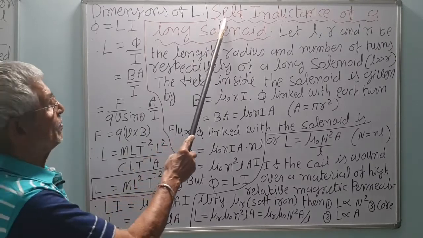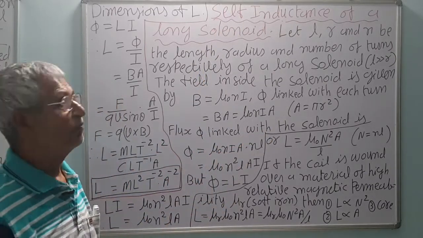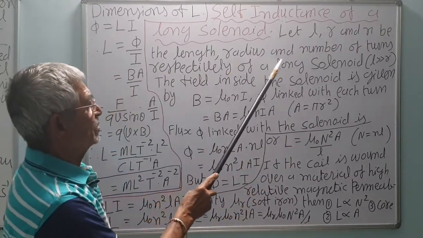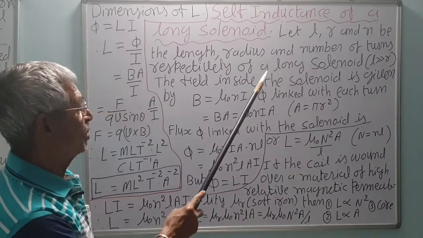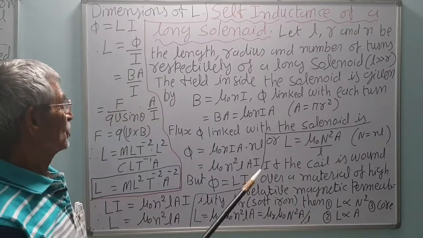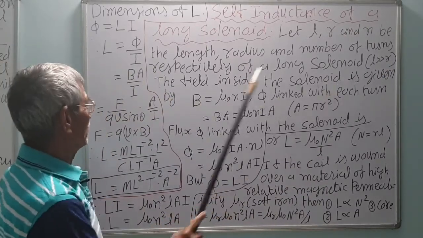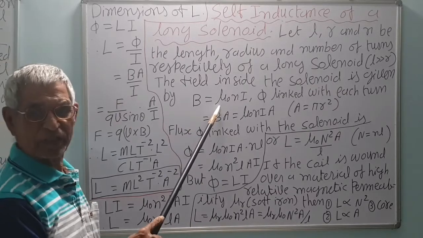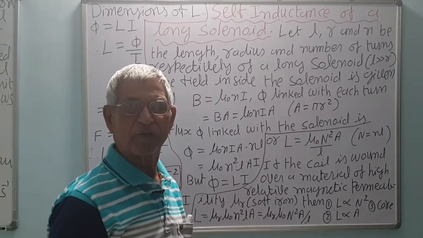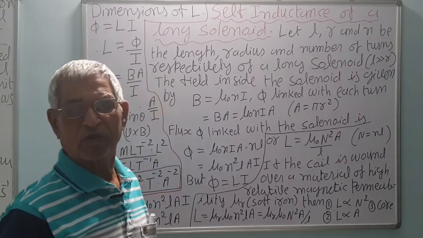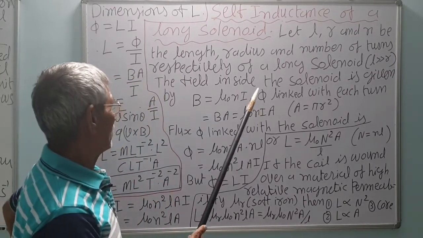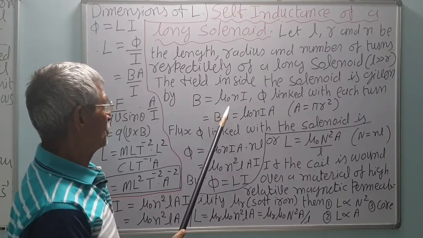Next topic, self-inductance of a long solenoid. Let l, r and N be the length, radius and the number of turns respectively of a long solenoid. Long solenoid means the length is very much greater than the radius of the solenoid. We know the field inside the solenoid is given by B is equal to mu 0 n i, where n is the number of turns per unit length. If the length is l and the total number of turns is capital N, then small n, the number of turns per unit length, is N by l. So B is equal to mu 0 n i.